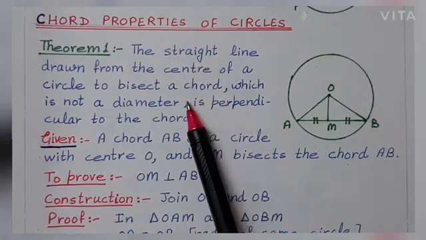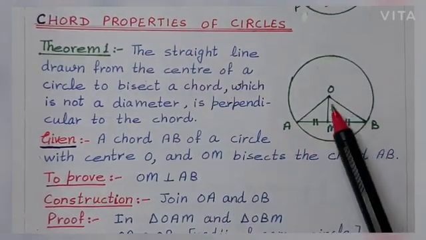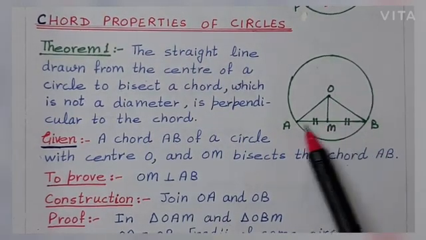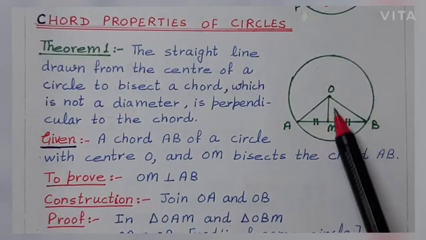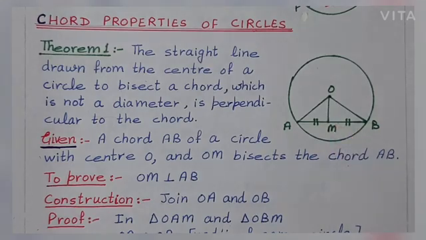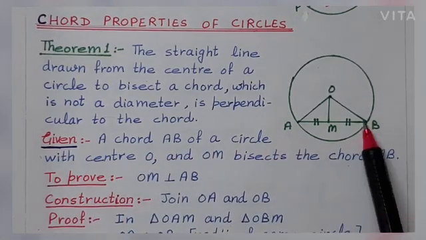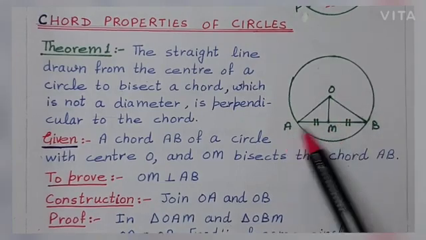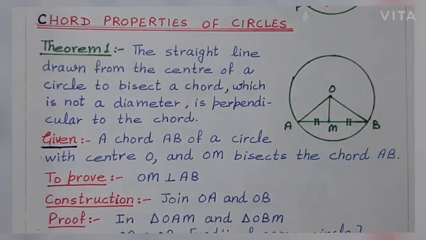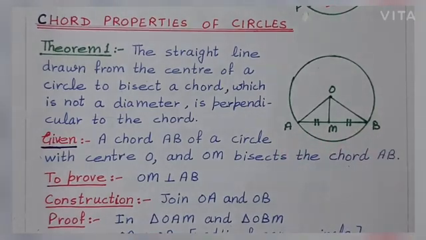The first theorem is: the straight line drawn from the center of a circle to bisect a chord which is not a diameter is perpendicular to the chord. So this means, a chord AB of a circle with center O, OM bisects the chord AB. Clear? Now we have to prove that OM is perpendicular to AB.